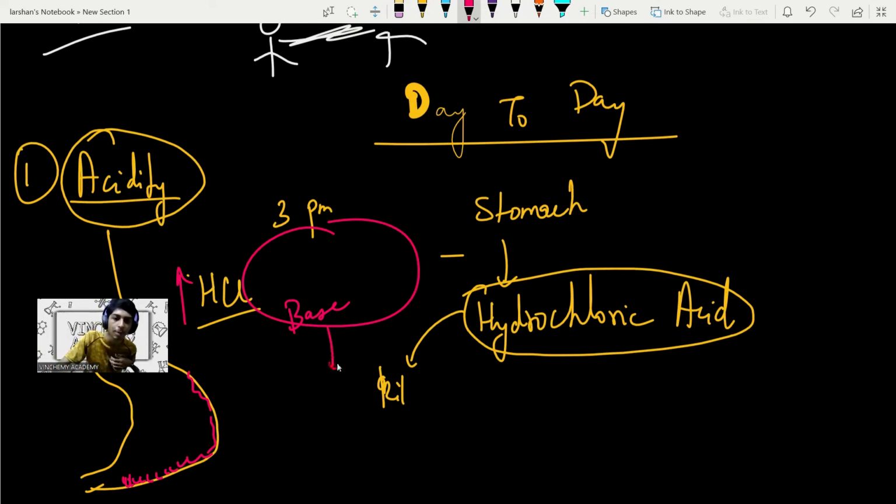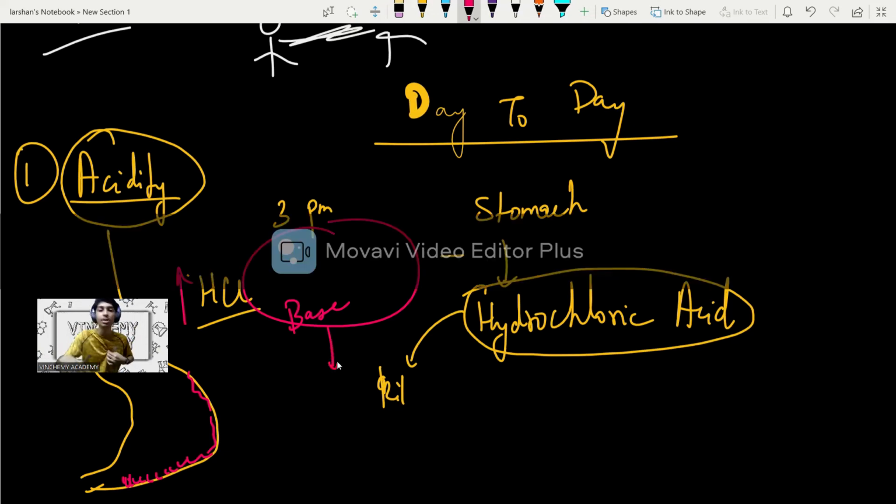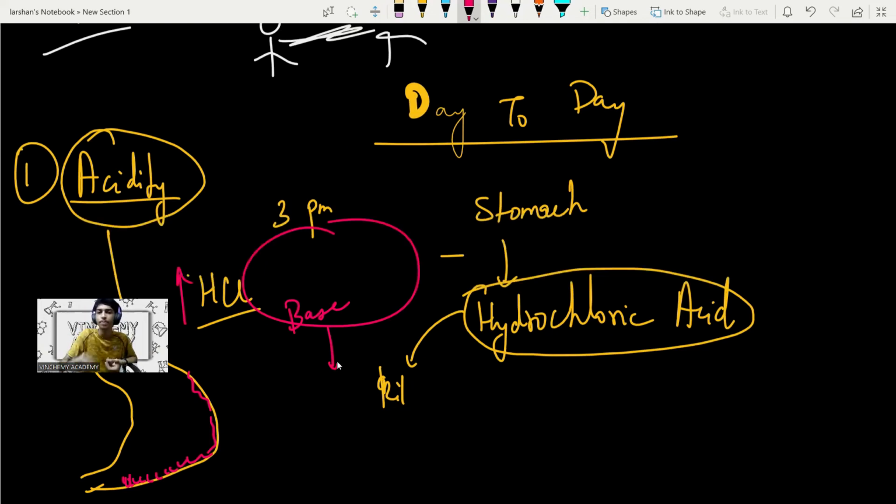So for that, we have to put a base, but that's also one more reason. The base shouldn't have some effect on your stomach. The base shouldn't be a very strong base, so that it does some harm to your stomach again. It shouldn't alleviate the problems, it should reduce the problems. The base should be a weak base, right?